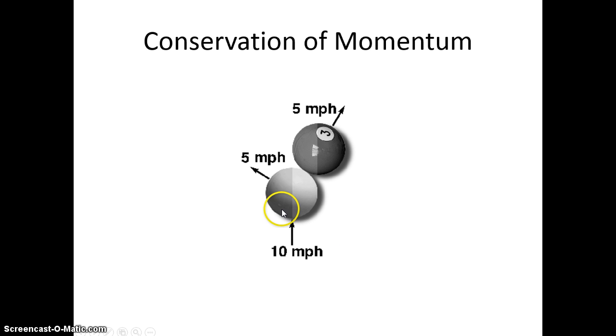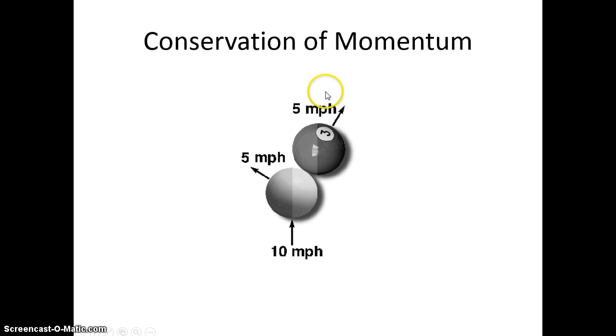Here's an example of that. It's very much like what you saw in the video. We have a billiard ball that's traveling at 10 miles an hour and another billiard ball which was sitting still. When the first ball impacts the second ball, it transfers some of its momentum to that second ball. So we see that the second ball is now traveling 5 miles per hour off to the side, and the first ball is now only traveling 5 miles per hour off to the side.